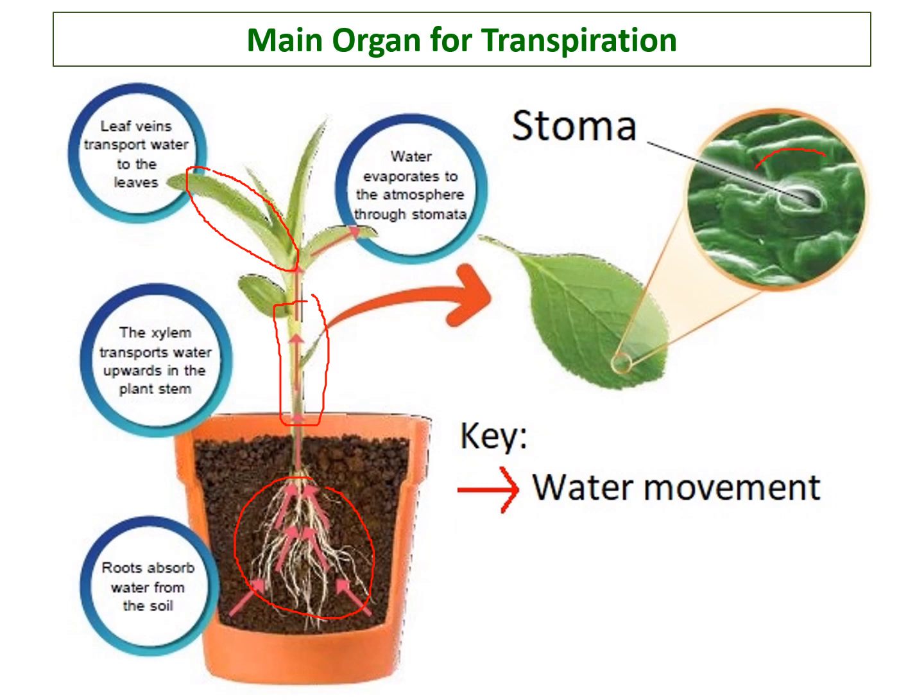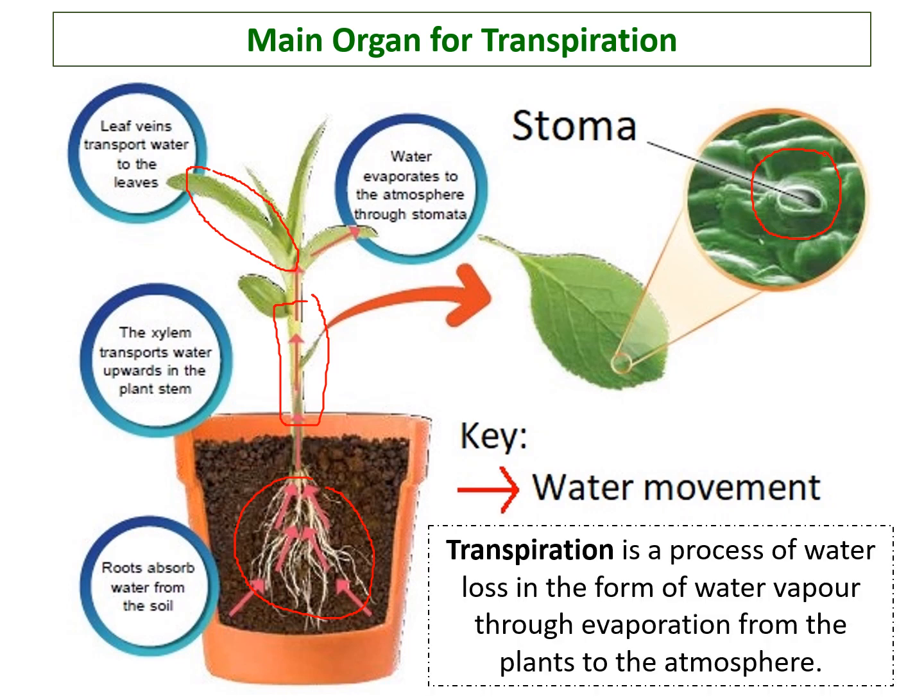Here is the stomata. Usually stomata is under the lower epidermis. Okay, what is transpiration? Transpiration is a process of water loss in the form of water vapor through evaporation from the plants to the atmosphere.